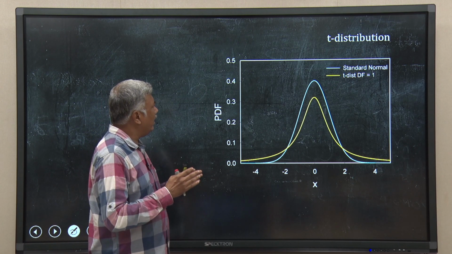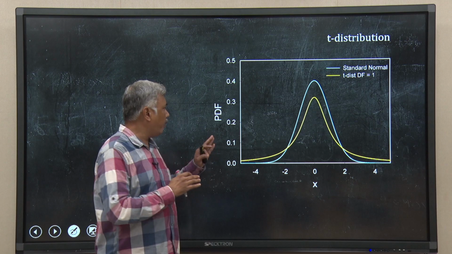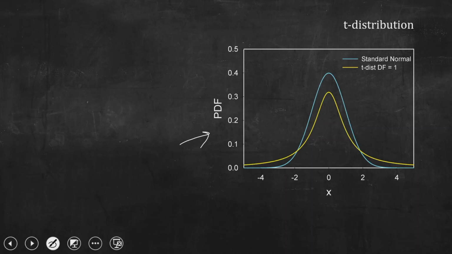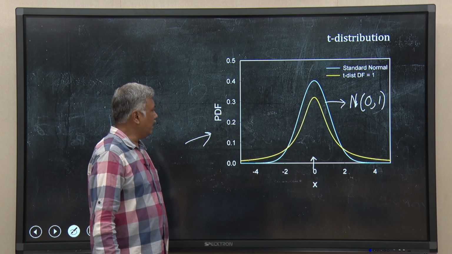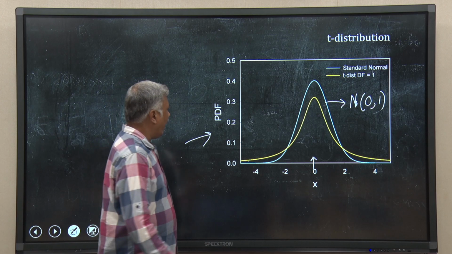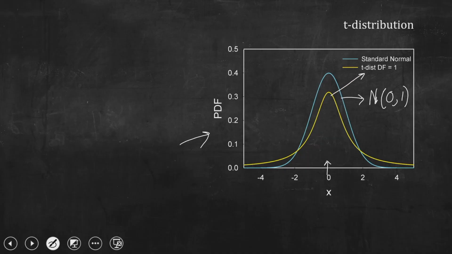The t-distribution is almost similar to the normal distribution. In this graph I have plotted the standard normal versus the t-distribution. The standard normal is the blue one; if you remember, its mean is 0 and its variance is 1, so the peak of the blue curve is at 0. The yellow curve is for the t-distribution with a given degree of freedom, df.